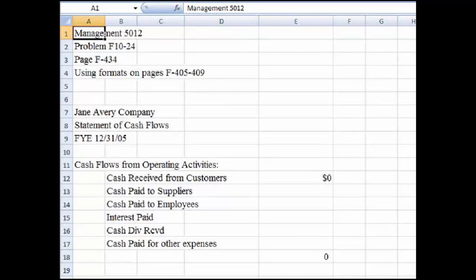The cash balance at December 31, 2004 is $7,500. This is not a transaction, but will come into play at the bottom of the statement of cash flows. You'll see it when we get there.